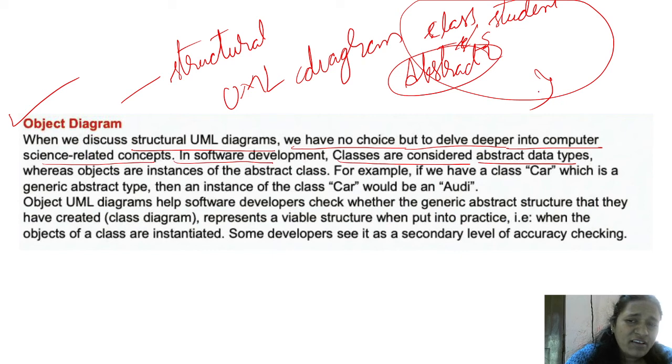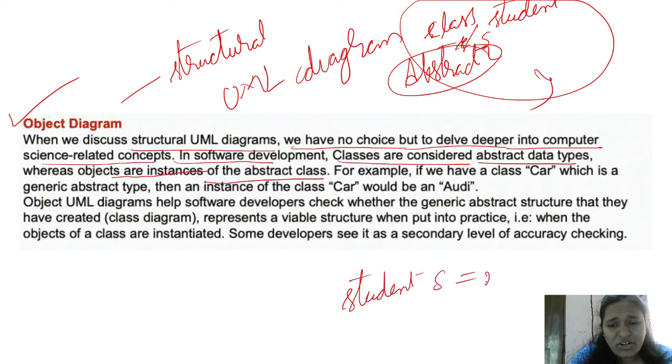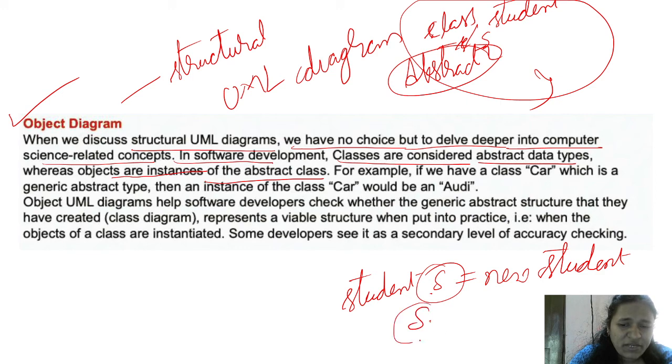Whenever we create the object only, it will be an active entity, whereas objects are instances of the abstract class. Student s is equal to new Student. Then this is the creation of an object of the class. By using this object, we can do the operations in the class Student. This is the instance of the class Student.